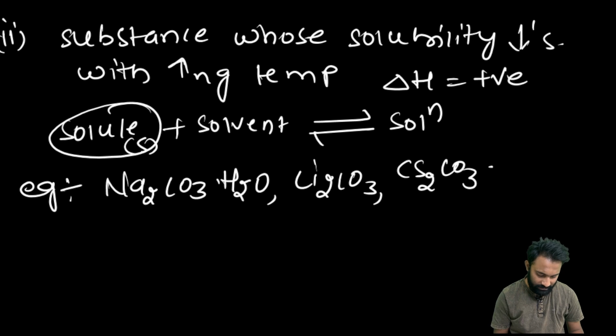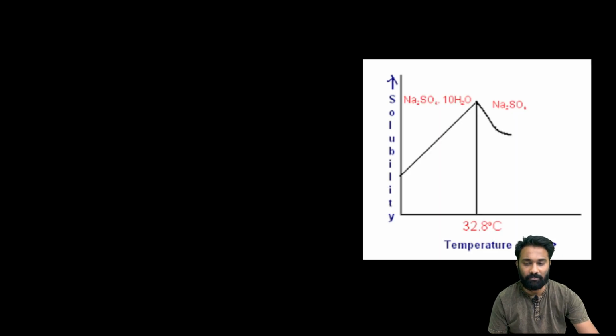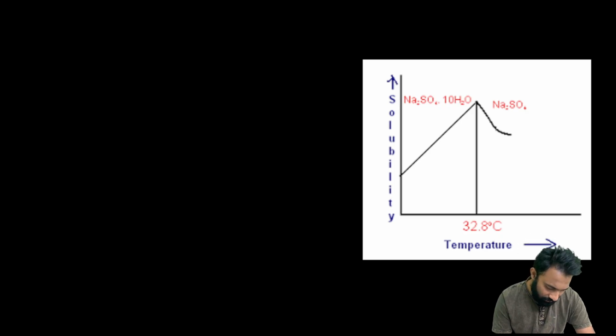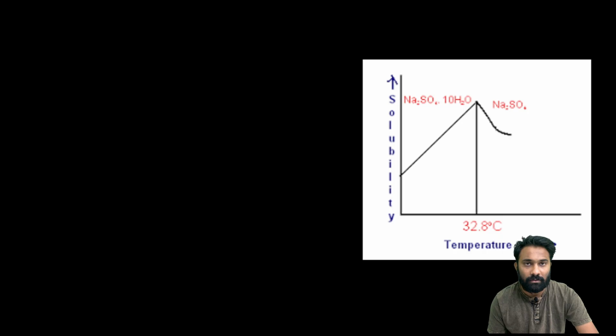Clear? Next we have another type of salt. This one we call Glauber's salt. What is this? Sodium sulfate. Here, what will happen? Upon increasing the temperature, there is no change in the solubility. Here you can see it does not have much solubility change. There is no change in the solubility.